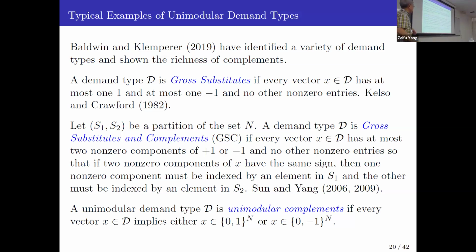Now for substitutes and complements, we give a partition of the set N, S1, S2. Here we need to be careful. Every vector x has at most two non-zero components of plus one or minus one, no other non-zero entries. So that if two non-zero components of x have the same sign, then one must be in S1, the other one must be in S2. So this means that if they have the same sign, precisely, it means that they are complementary to each other.